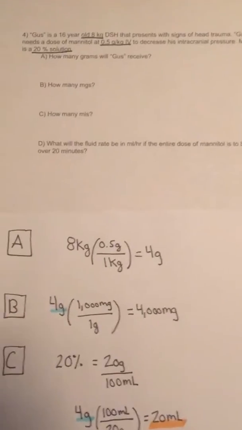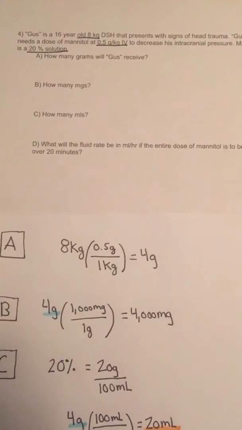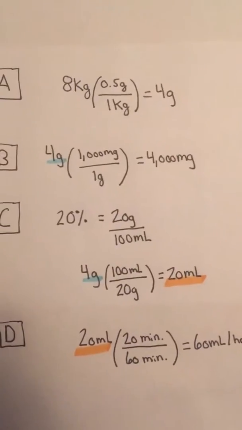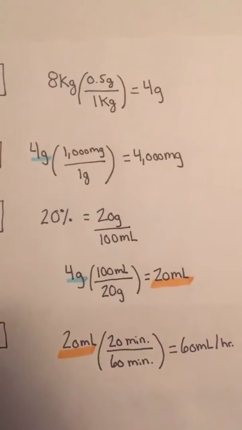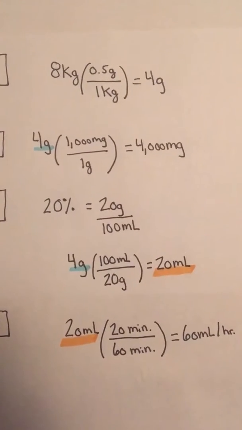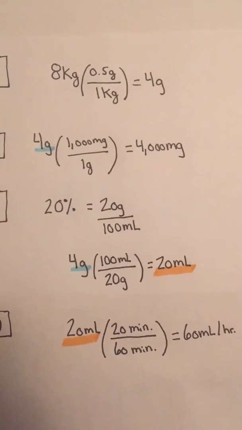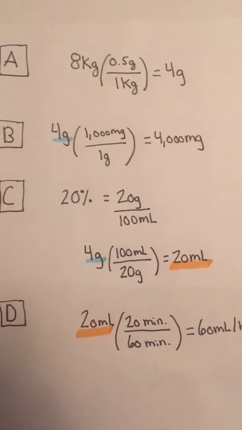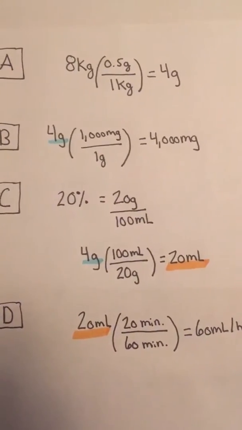So there's a couple of questions to this. The first one is, how many grams will Gus receive? Well, we know that Gus weighs 8 kilograms, and the dose is going to be 0.5 grams per kilogram. So if we multiply 8 kilograms times 0.5 and divide it by 1, we get 4 grams.